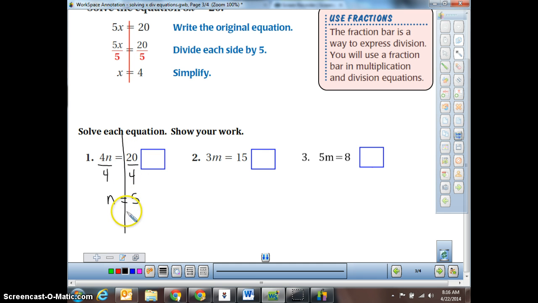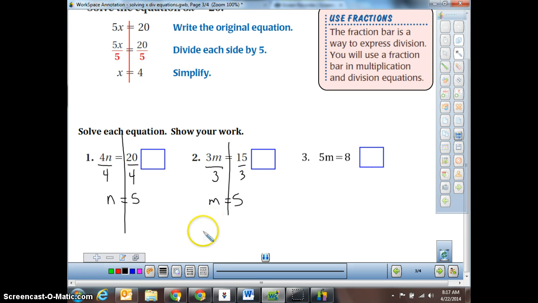Therefore, n equals 5. Again, first step, model the equation or split it in half when we're not using algebra tiles. Second step, isolate the variable. I need to get m by itself. Right now I have 3 times m. I want m all by itself, so I'm going to divide by 3, divide by 3. When I do that, I'm left with m equals 5 again.